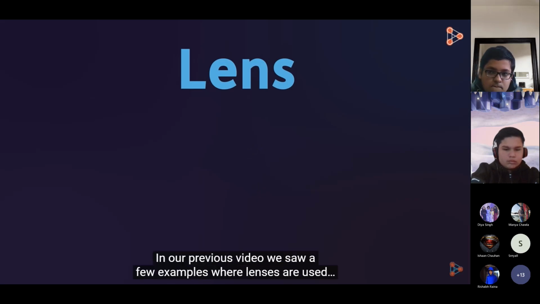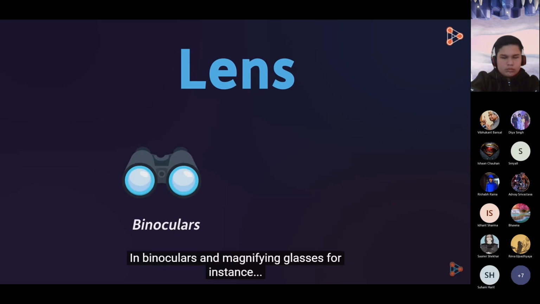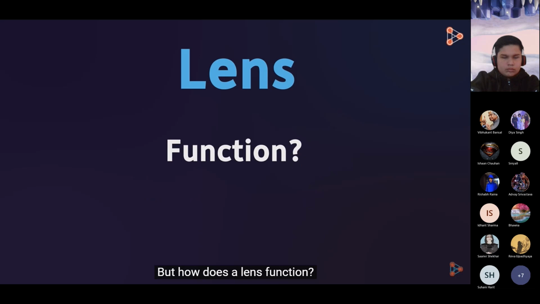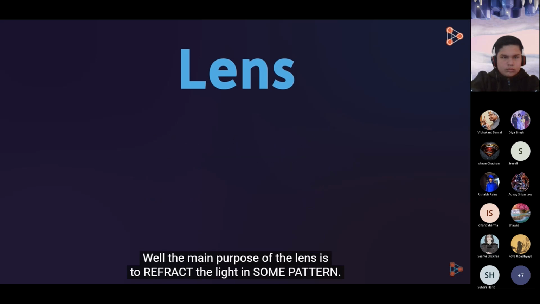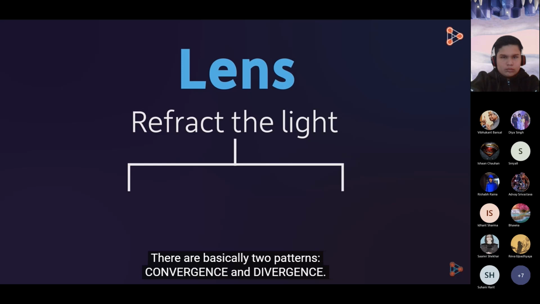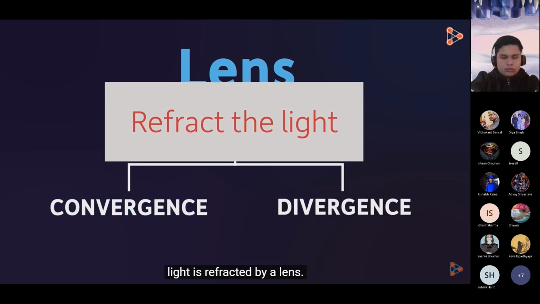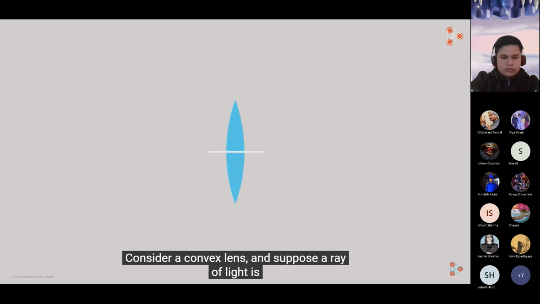In our previous video, we saw a few examples where lenses are used, in binoculars and magnifying glasses, for instance. But how does a lens function? Well, the main purpose of the lens is to refract the light in some pattern. There are basically two patterns, convergence and divergence. But before studying these two patterns, we first need to understand how the light is refracted by a lens.